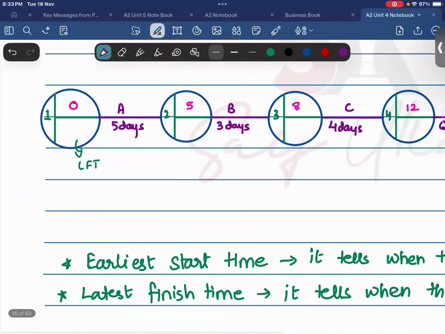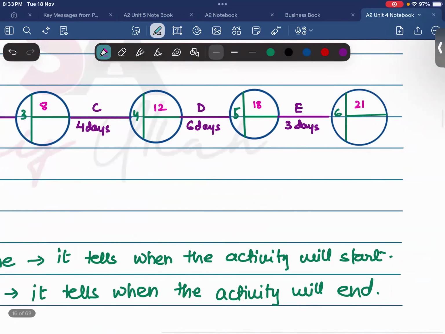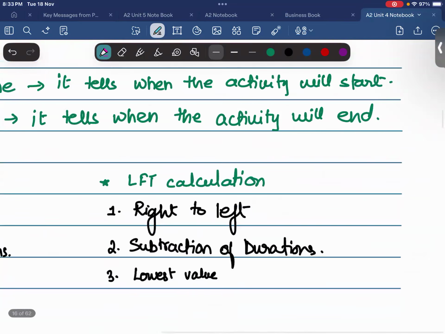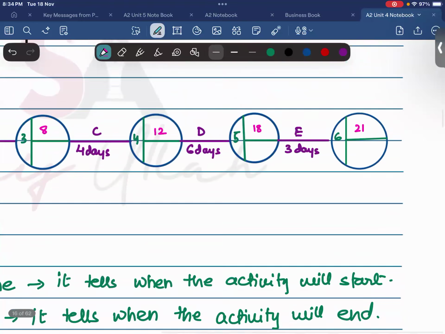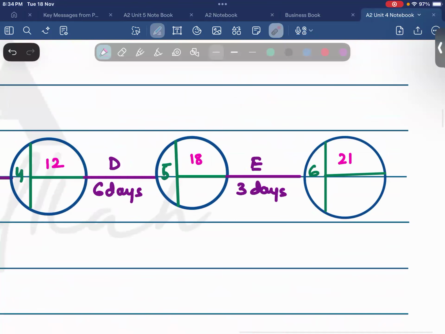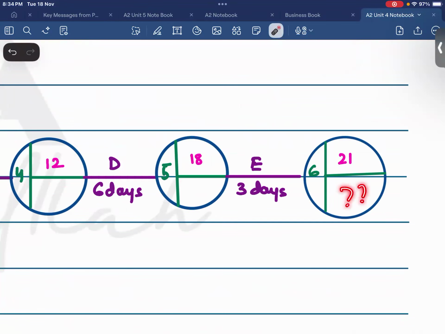And now we are going to calculate LFT. Now to calculate LFT, we are going to go from right to left. That means from the final node to the first node. And we are going to subtract the durations. Now over here, we need to have the LFT of the last node.